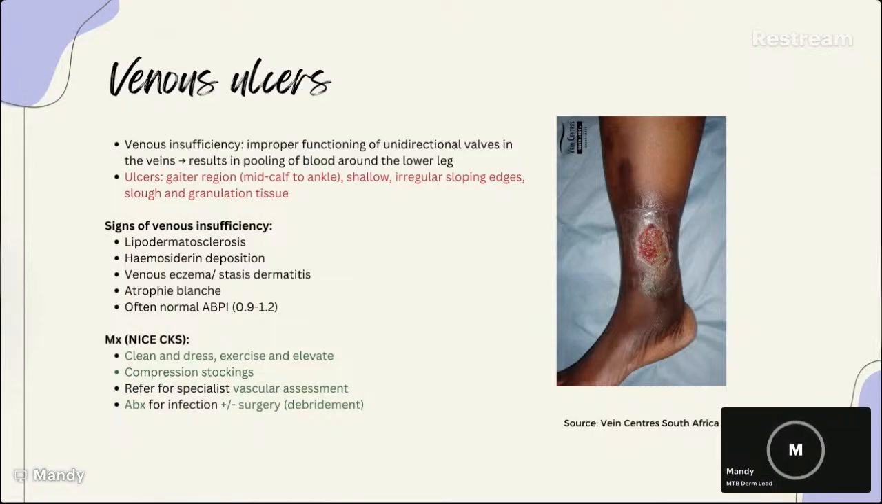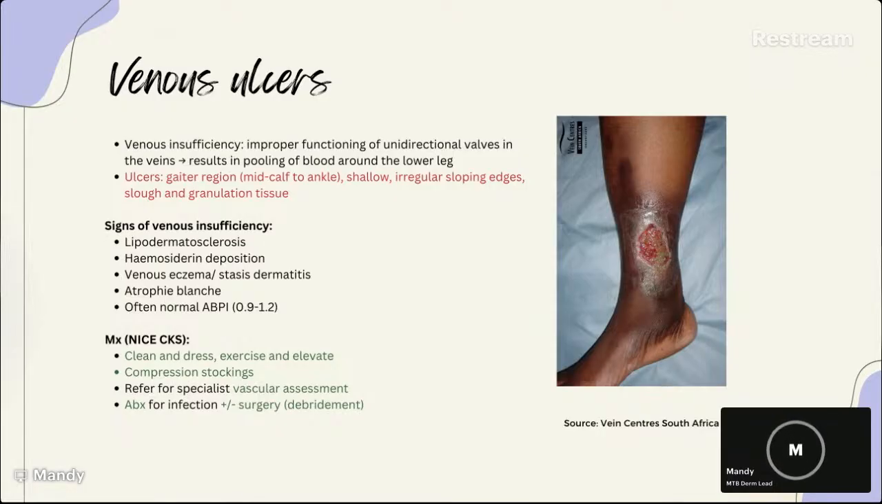There are signs of venous insufficiency as listed here, and the management of these, aside from keeping it clean, dressed, exercising and elevating the leg, includes compression stockings. Often you can refer for a specialist vascular assessment, and if there are clinical symptoms and signs of infection, we can consider antibiotics plus or minus surgery, which would involve debridement.